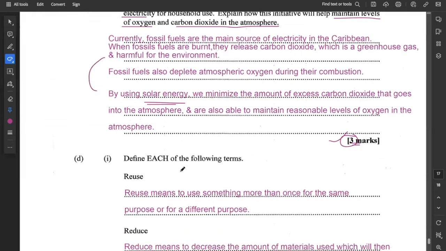Part D says define each of the following terms. What do we mean by reuse? Reuse means to use something more than once, right? And we use that thing more than once. We can use it for the same purpose or for a different purpose.